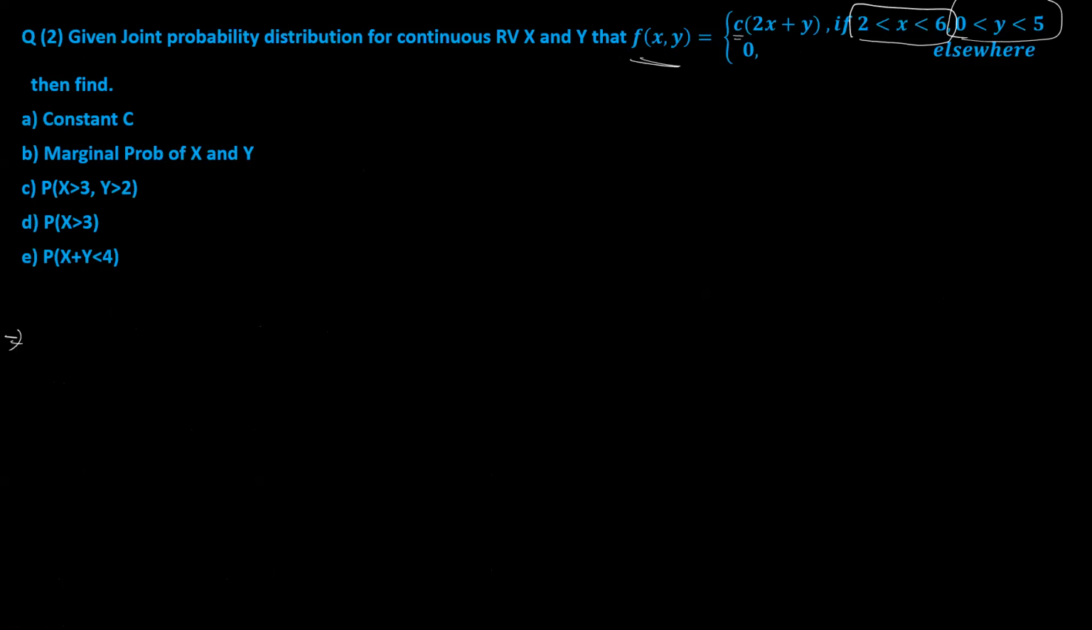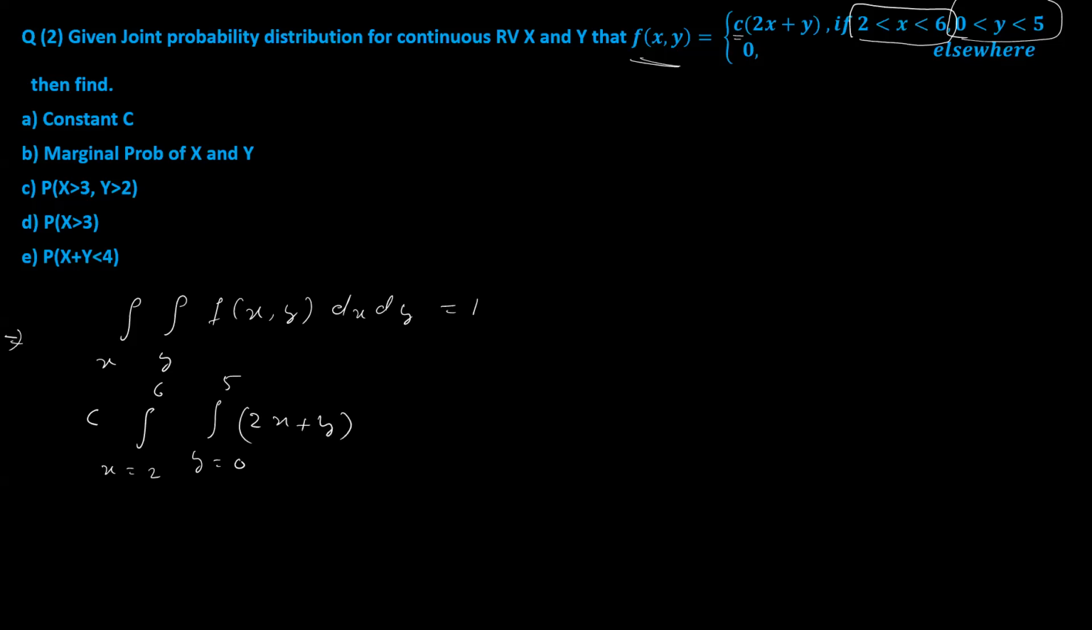So how to find the value of C? The integral over x and y of the joint probability distribution should be equal to 1. We know this. So to find the value of C, your x range is between 2 to 6 and y ranges from 0 to 5, and f of xy is given as C. I will take C outside, and this will be 2x plus y into dy dx, because y is first, so I will write y and x. It does not matter because both are constant limits.